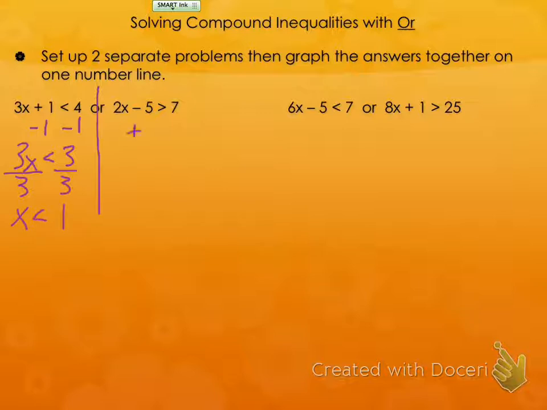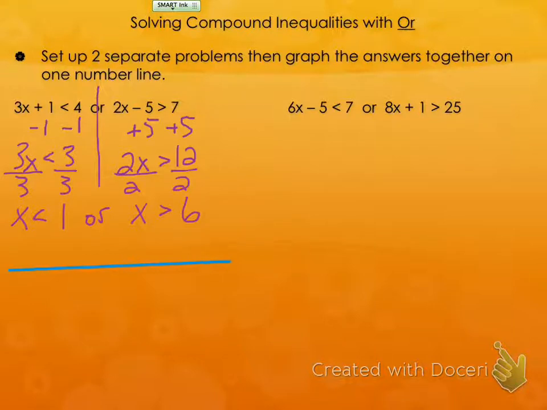On this other example, add 5 and add 5. So you get 2x is greater than 12. And then divide both sides by 2. So you get x is greater than 6. Now all I have to do here is write or in between. So x is less than 1 or x is greater than 6, and then I can graph these on a number line.